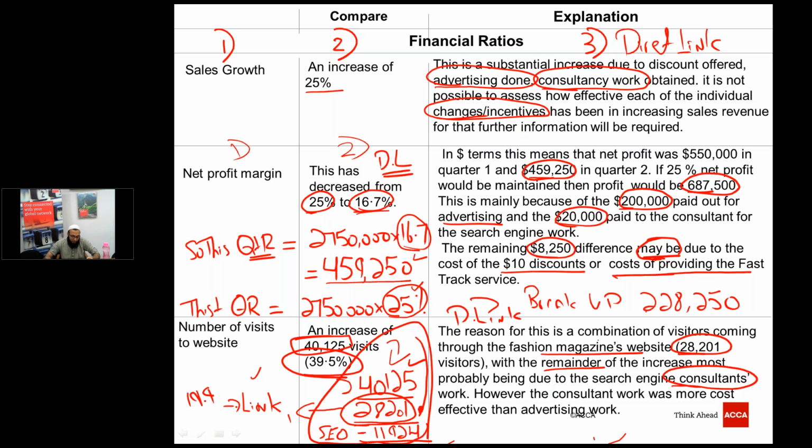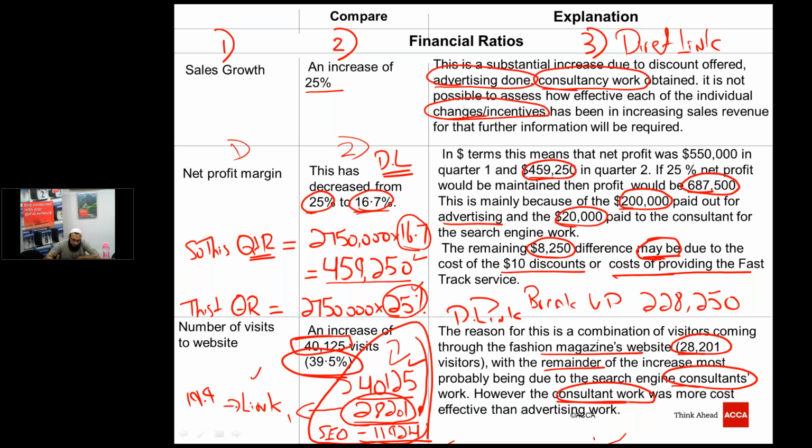Now the last thing I want to tell you. What do you think? Which way proved more cost effective? Is magazine cost effective or the other one? Come on. Magazine or SEO? Okay, now listen. Consultant work was more cost effective.